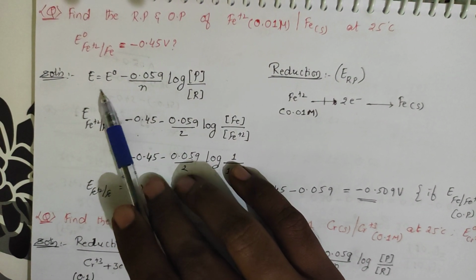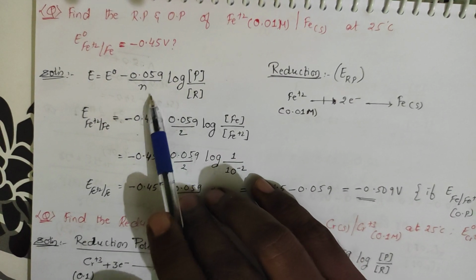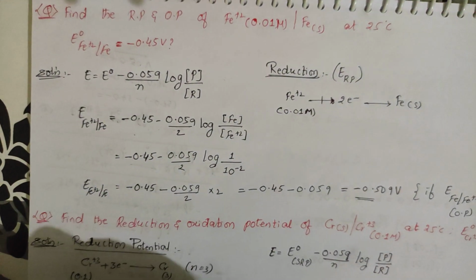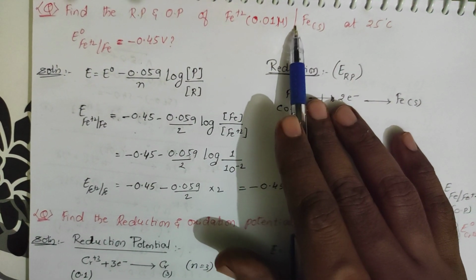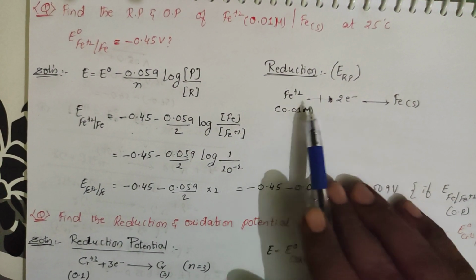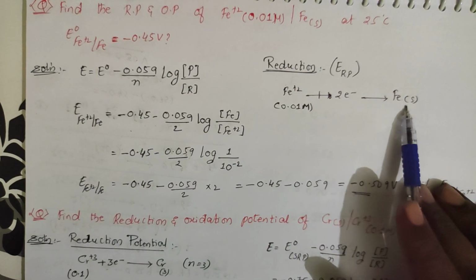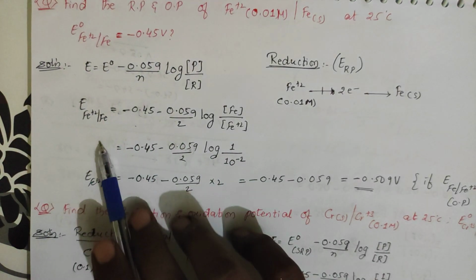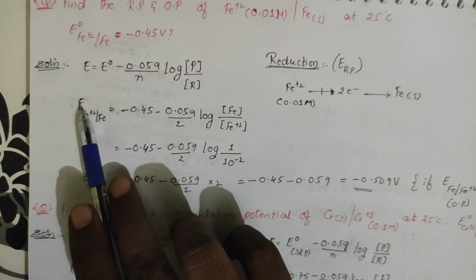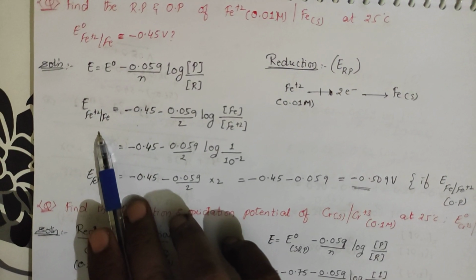So E will be equal to E naught minus 0.059 by n log concentration of the products by concentration of the reactants. This is the general condition. So here it is undergoing reduction, right? So Fe plus 2, with the gain of 2 electrons, gets converted to iron solid. Here you are calculating the electrode potential from Fe plus 2 to Fe, meaning you are calculating the electrode reduction potential for this cell.